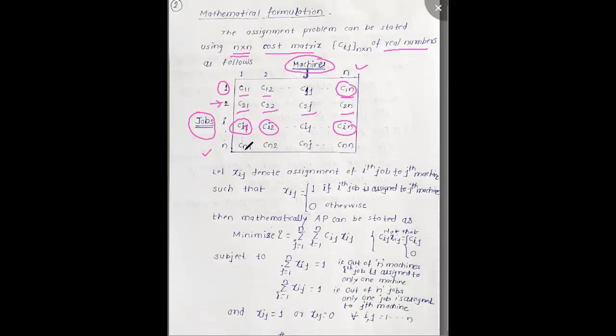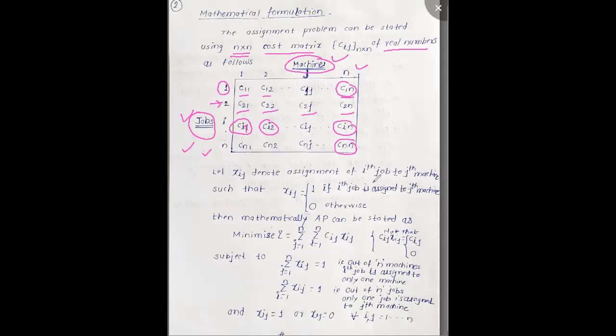The last row, Cn1, that is the cost of performing nth job on first machine, cost of performing nth job on second machine, and so on. Cnn is the cost of performing nth job on nth machine. So these are the jobs on the left hand side. On the top, 1, 2, 3 up to n are the machines, and the matrix contains costs of performing these n jobs on n machines.